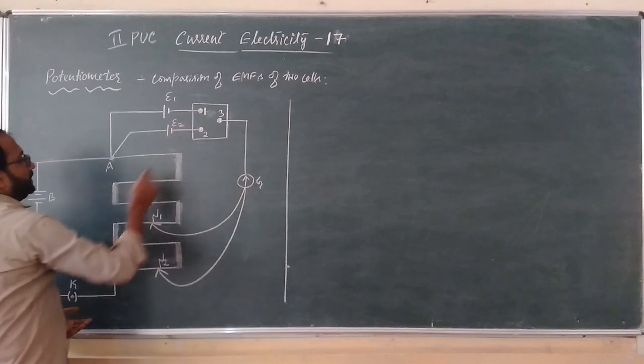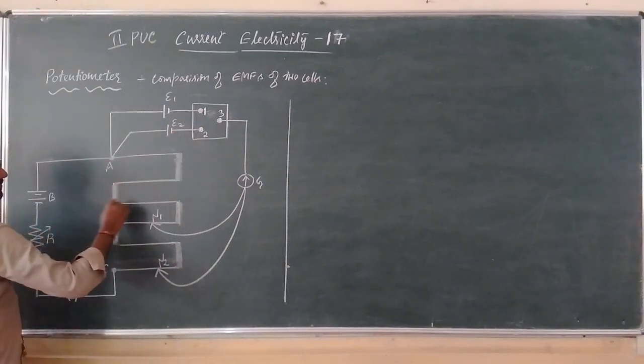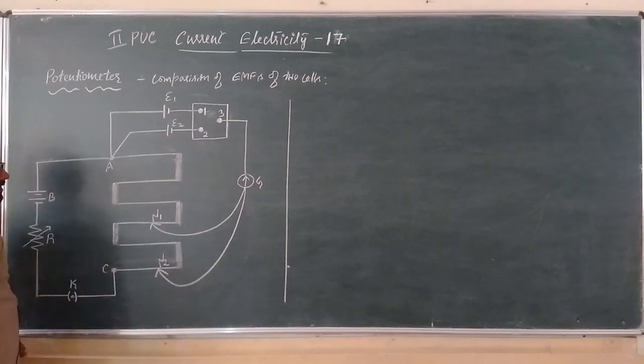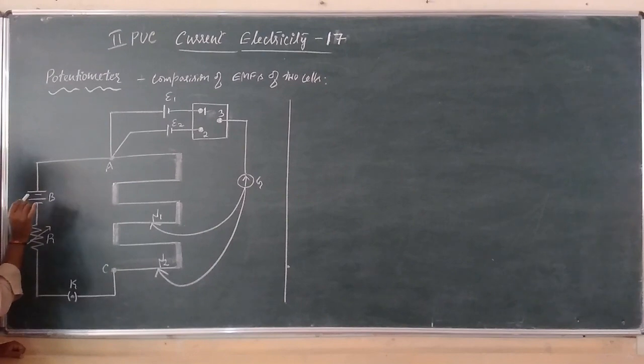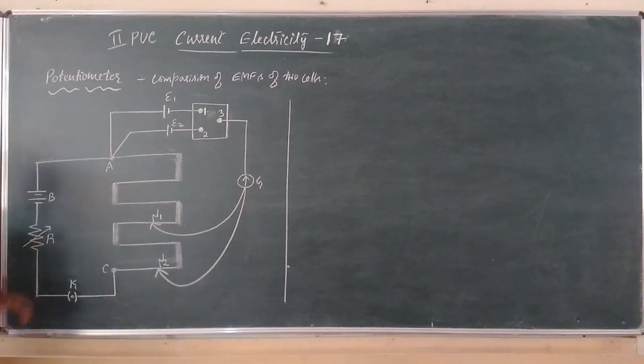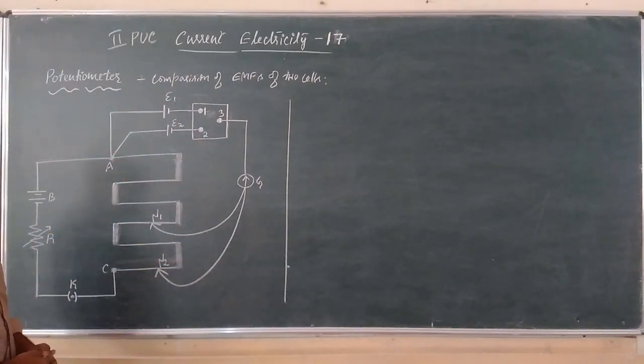So here, this is a primary circuit where we have a resistance wire, a long wire, which is connected to a source, that is a battery, a group of cells is called a battery, and through a resistance. It's a variable resistance which is used to vary the current through the circuit. Now the two cells whose EMFs are to be compared.